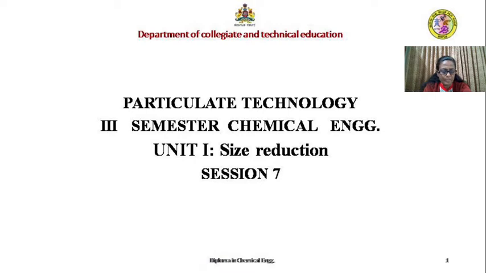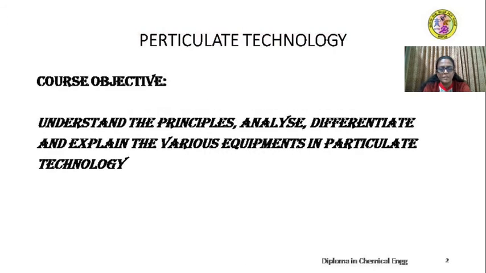So before we start discussing the topics for today, let me just recall what we have learned in the previous classes that makes you understand the concepts that we are discussing today. So this was the course objective that I told you in the starting class. The objective of studying this course for a chemical engineering student is to make him understand the principles, analyze, differentiate and explain the various equipments in particulate technology field.